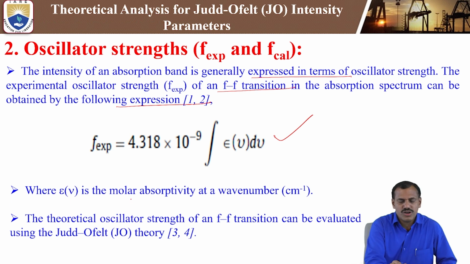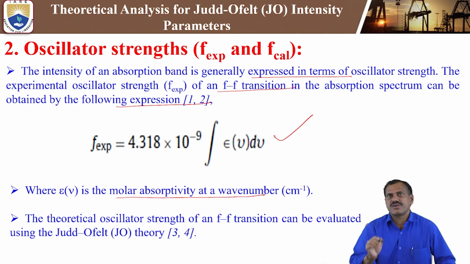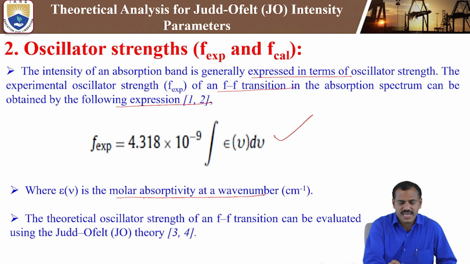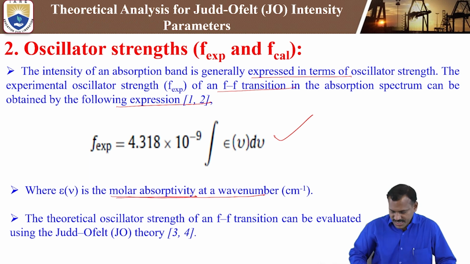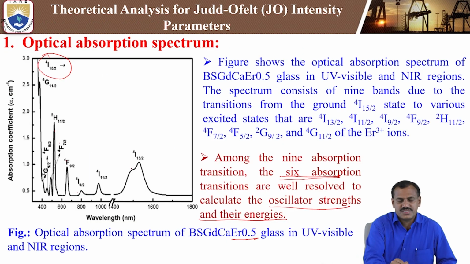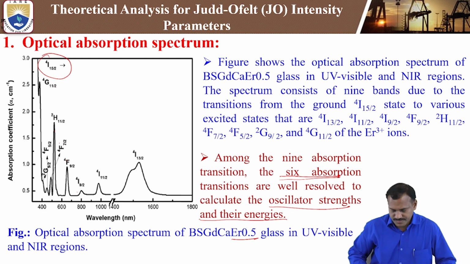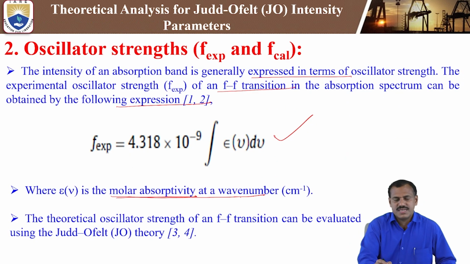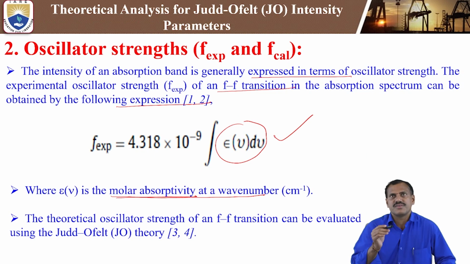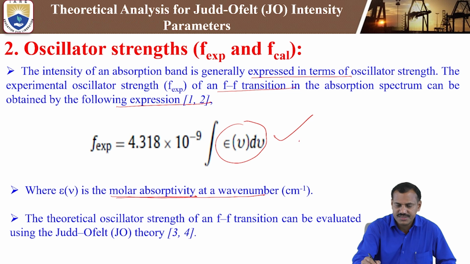Here epsilon of nu is the molar absorptivity at the given wave number. For the corresponding wave number, we calculate the molar absorptivity using the absorption spectra, for each and every absorption peak. In this formula, we calculate the area of each absorption peak, and for that we need the thickness of the sample and the concentration of the sample.